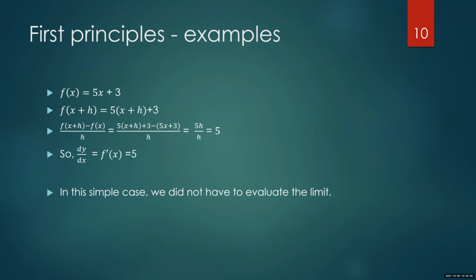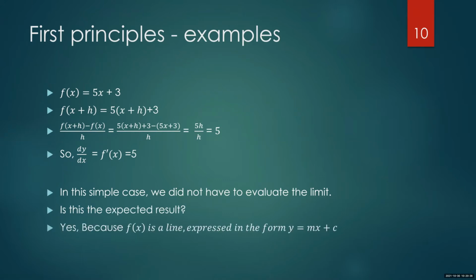It's been a very simple case. We didn't even have to evaluate the limit. But is it the result that we expect? Well, I would argue that it is, because f of x is a line expressed in the form y equals mx plus c. F dash of x is equal to m, the slope of the line. And you can see from f of x is 5x plus 3, so m is equal to 5. And we're saying dy dx is also equal to 5. And we've been able to calculate what dy dx is. So far, so good.